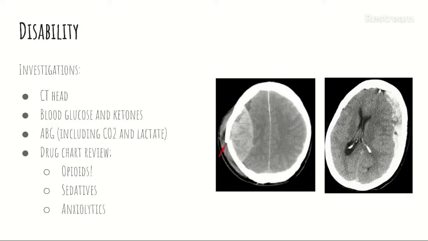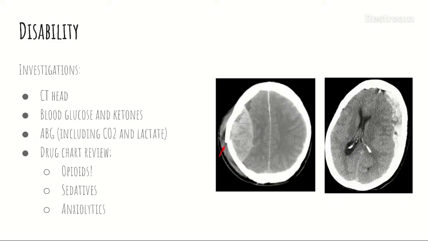There we go. So investigations for disability: head CT if anyone's got a new acute change in consciousness, like reduced GCS, complaining of new onset headache, confusion, etc. Take them to head CT, especially if they've had any falls or trauma, which in our hospital happens quite a lot. Blood glucose, like I said.